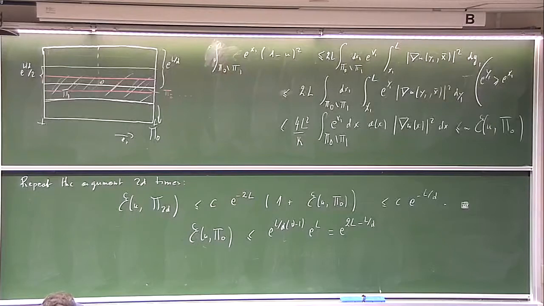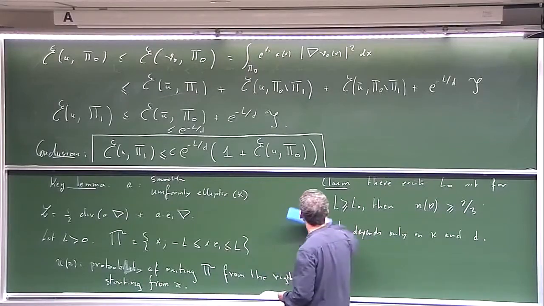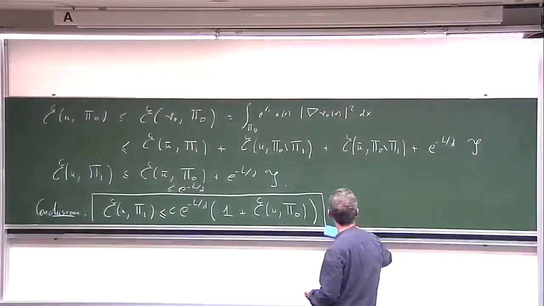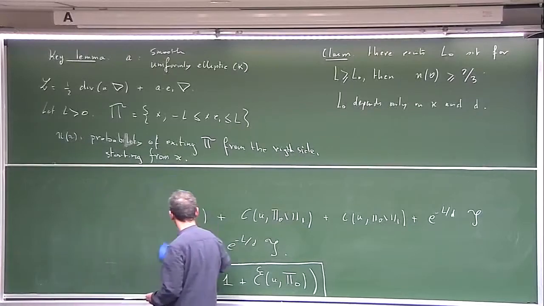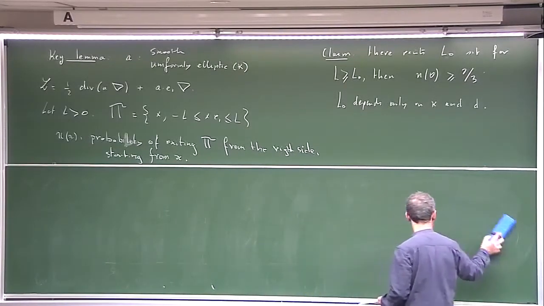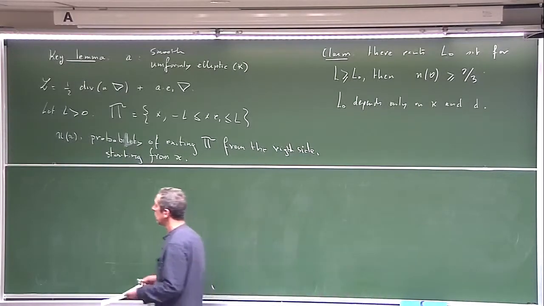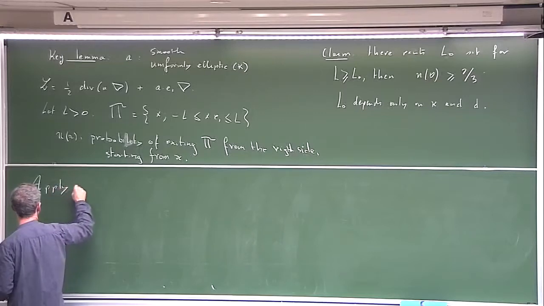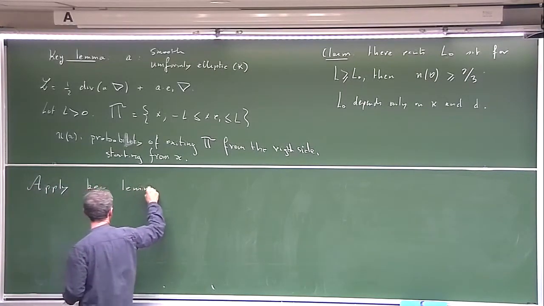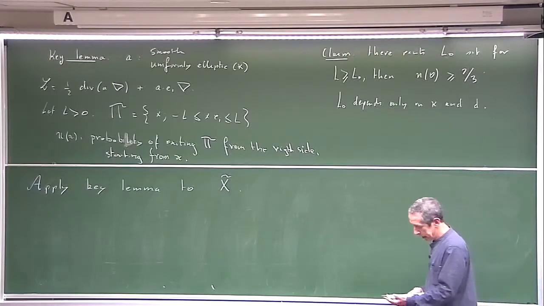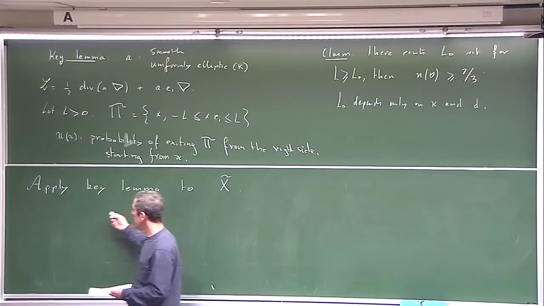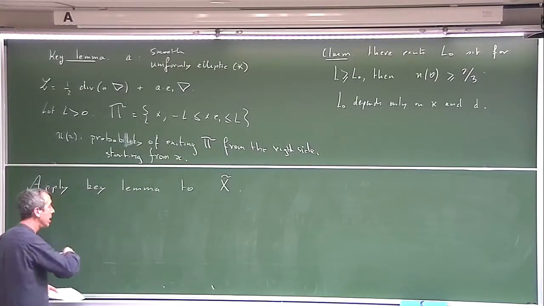I was going to say that, if you allow me to postpone the break, I will just add some of the consequences of this key lemma, because this is not going to take long. This is quite standard. So we apply this key lemma to the diffusion X tilde and also to X. We apply it to X tilde and then we translate the result to the scale of X.